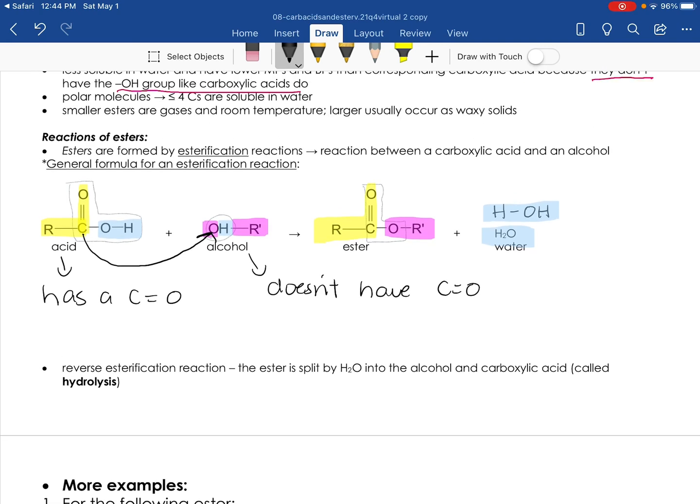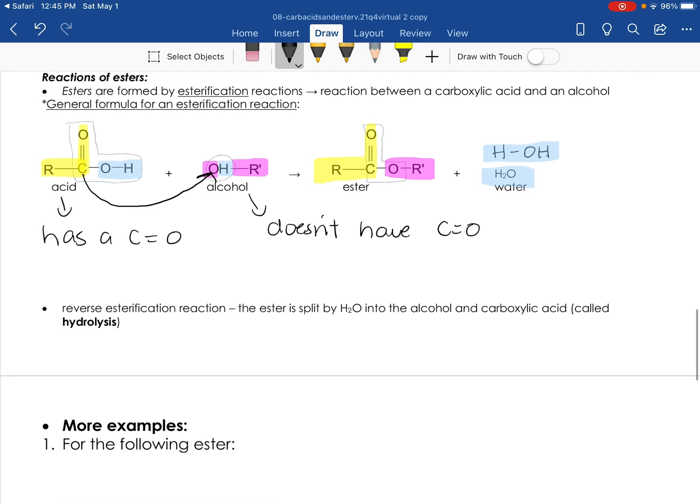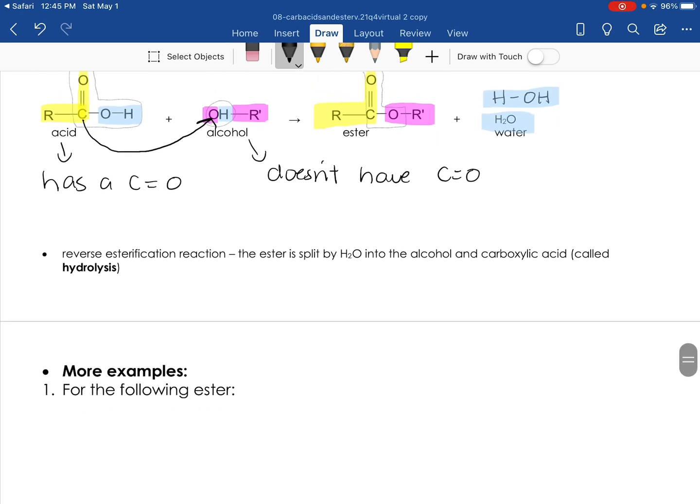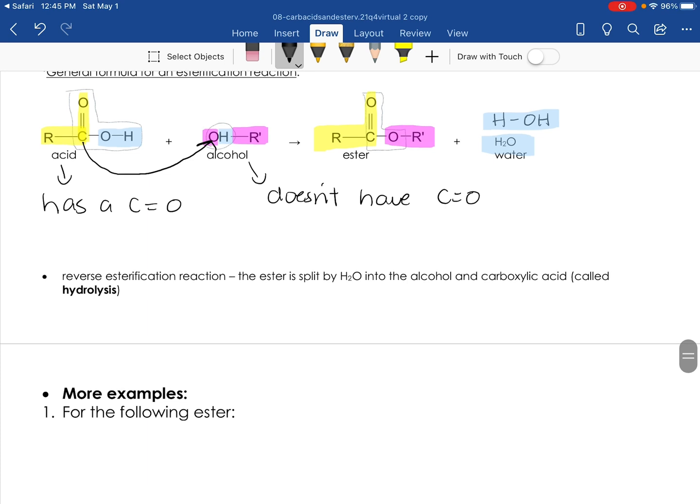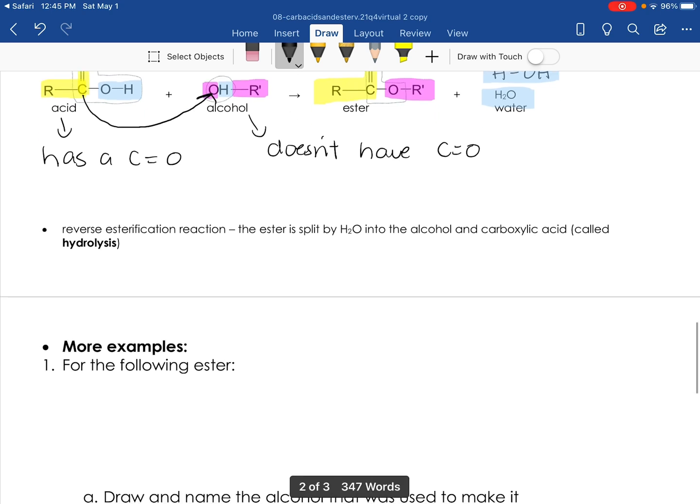If you are a biologist, or if you take biochemistry, there are reverse esterification reactions, which are called hydrolysis, or splitting by water. You may have heard of that before. We're not going to really focus on that. What we're going to do is look at this esterification reaction. How can we figure out what alcohol and what acid made the ester?